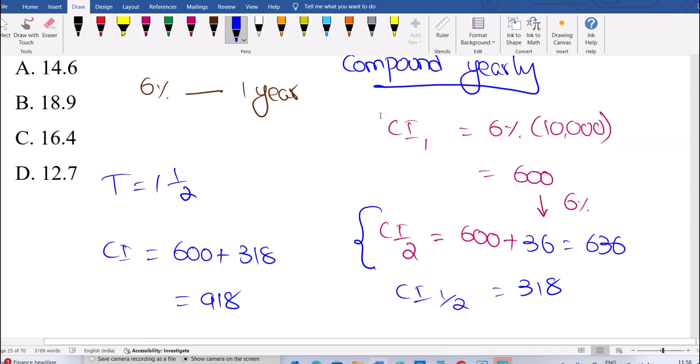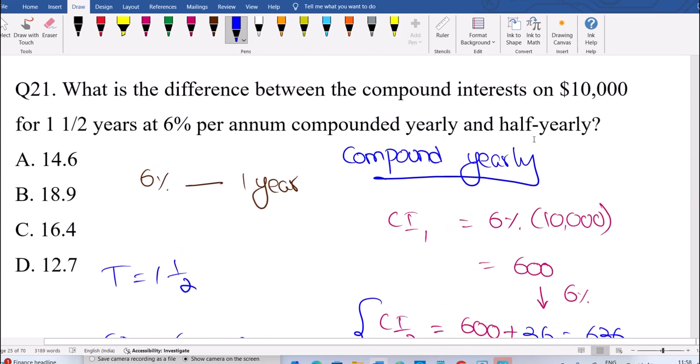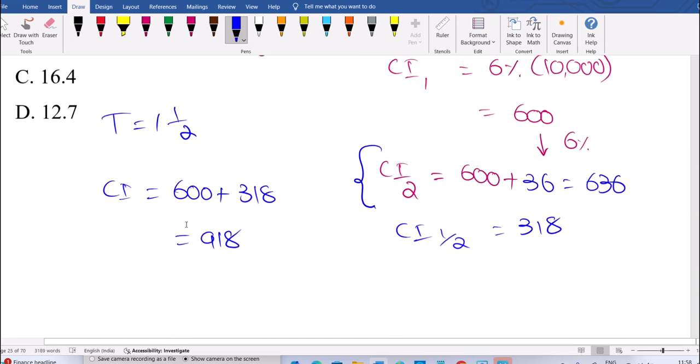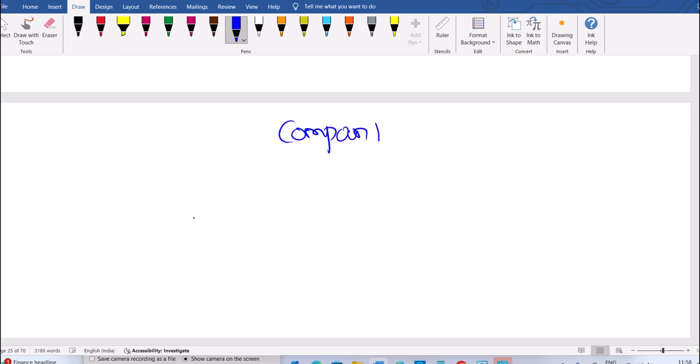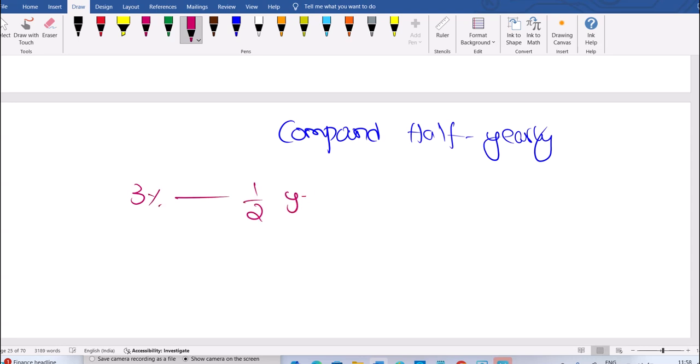Now question they're asking regarding half yearly, if we calculate what is the amount, okay, then difference between these two. Yearly concept I got 918. Half yearly is different, sir. Yes, it's different here. How, sir? If you go for compound half yearly concept, rate of interest is 6% for 1 year, then 3% for half of the year. 6% for 1 year, 3% for half of the year.